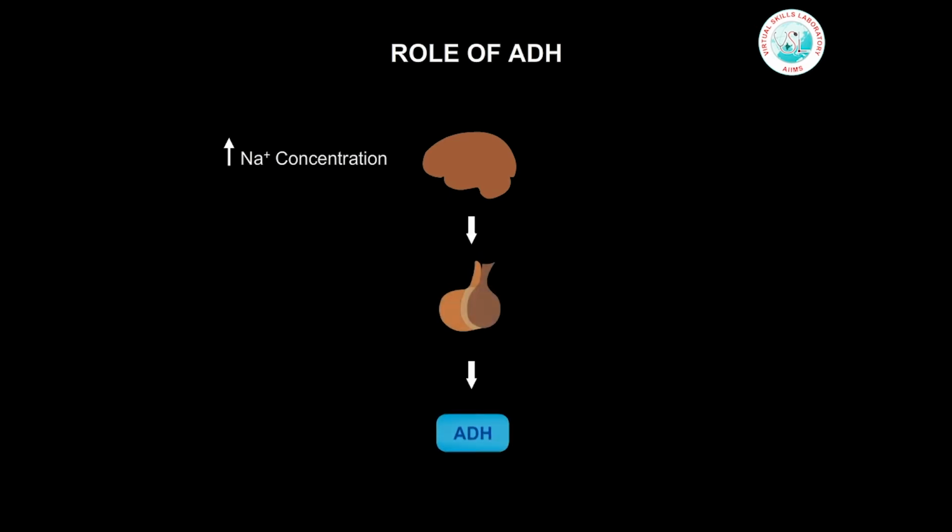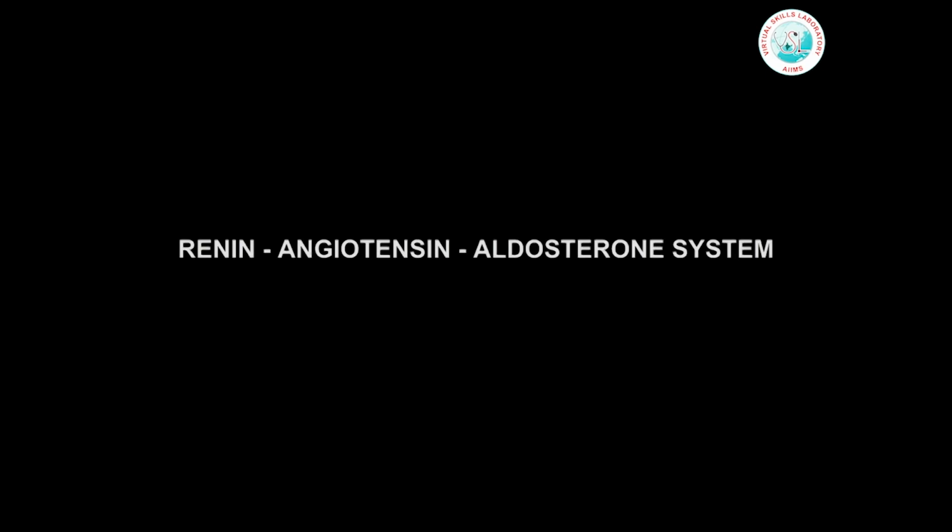Coming on to the role of ADH, osmoreceptors are present in the hypothalamus that sense the sodium concentration of blood. If the sodium concentration of blood is high, as in the case of dehydration, ADH is secreted from the posterior pituitary.